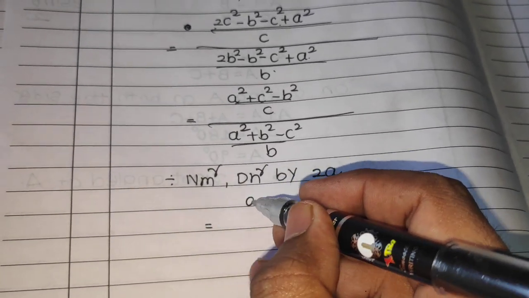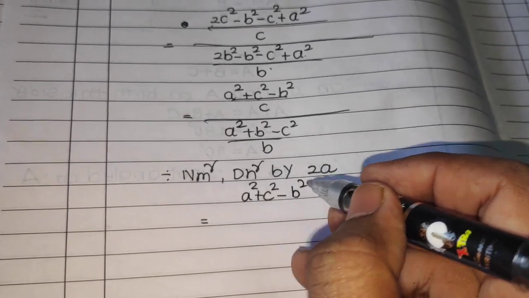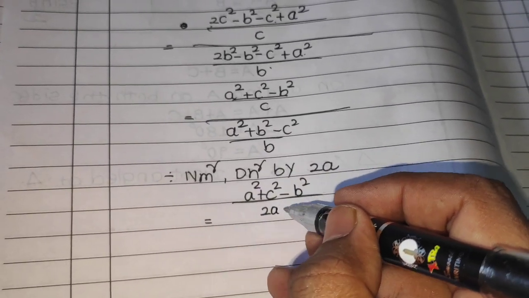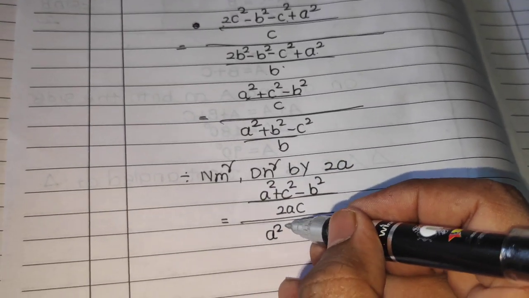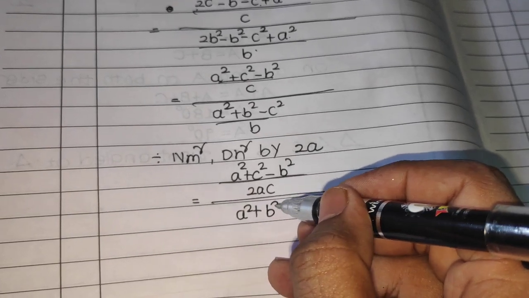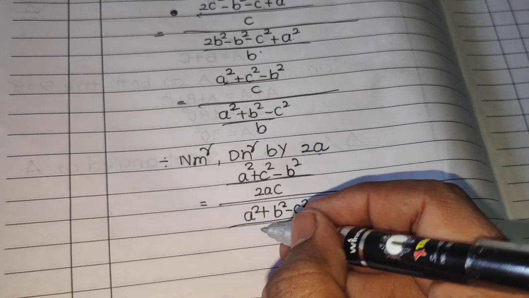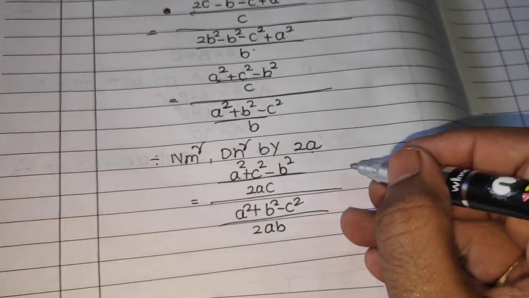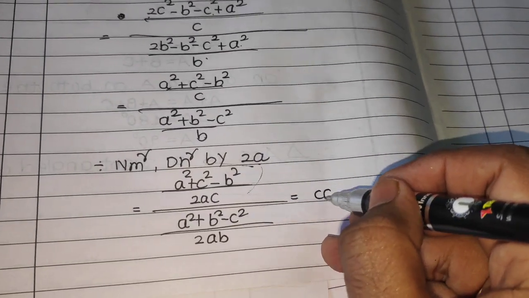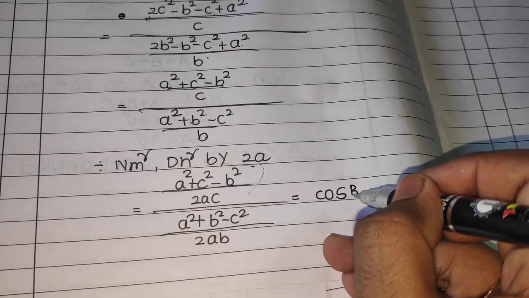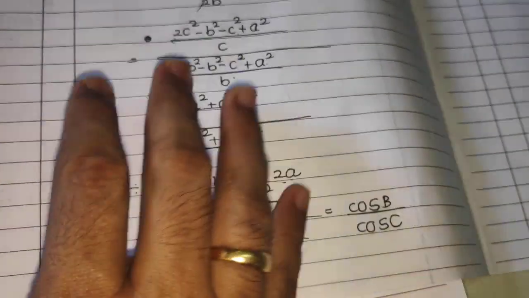So a square plus c square minus b square upon, I am going to multiply, I said divide numerator and denominator by 2a, will be a square plus b square minus c square. Now already here there is b and this 2, so this will become 2ab. Now observe, this is exactly the transformation formula whose answer is cos of B, and the denominator is also the transformation formula whose answer is cos of C. So that's what the whole answer is.